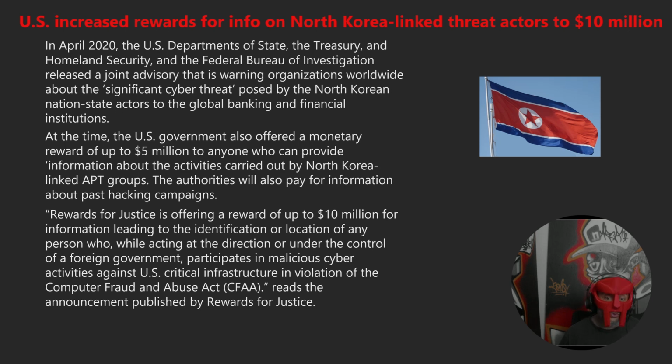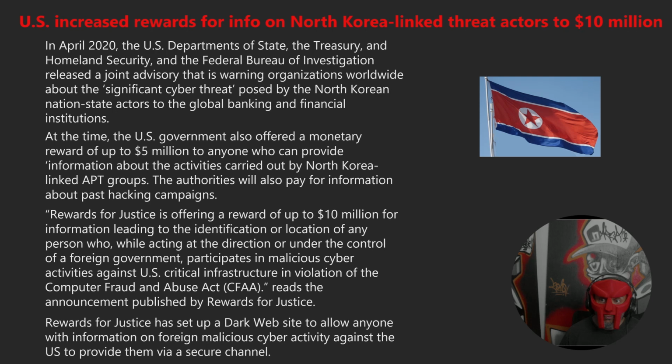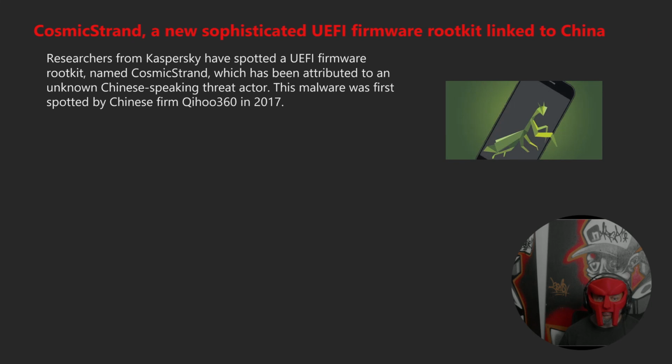Rewards for Justice is offering a reward of up to $10 million for information leading to the identification or location of any person who, while acting at the direction or under control of a foreign government, participates in malicious cyber activities against U.S. critical infrastructure in violation of the Computer Fraud and Abuse Act, CFAA, reads the announcement published by Rewards for Justice. Rewards for Justice has set up a dark website to allow anyone with information on foreign malicious cyber activity against the U.S. to provide them via a secure channel.